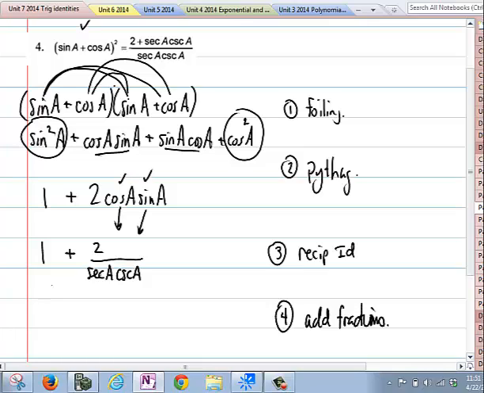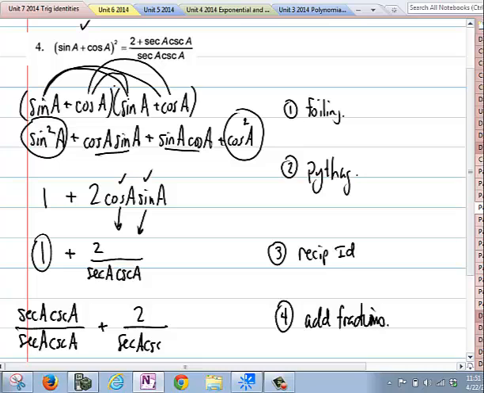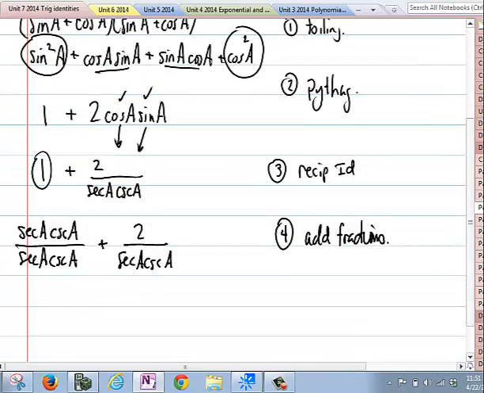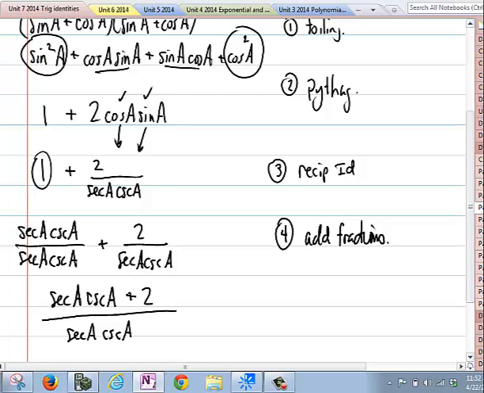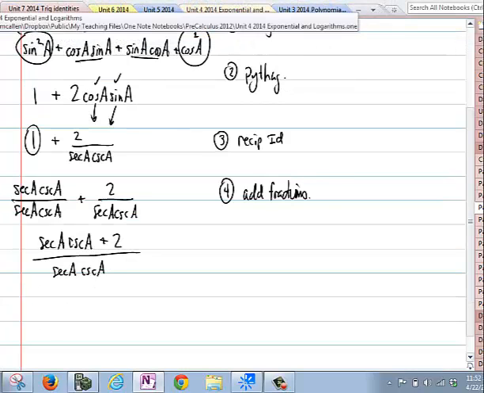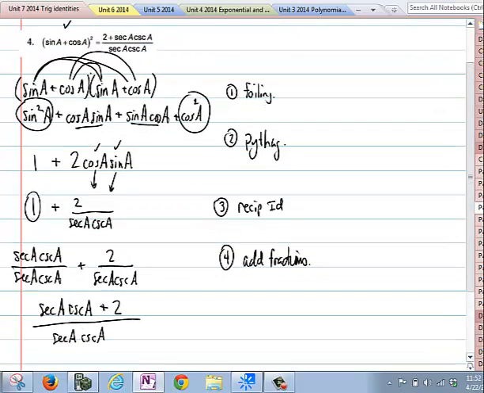So when I add the fractions, my common denominator for the 1 is going to be secant of A cosecant of A over secant of A cosecant of A. And I'm going to add that to 2 plus secant of A cosecant of A. And now since I have the same denominator, I can just add them together. So I have secant of A cosecant of A plus 2 in the numerator all over secant of A cosecant of A in the denominator. And if we zoom out, we'll see that we either have it or we're almost there.